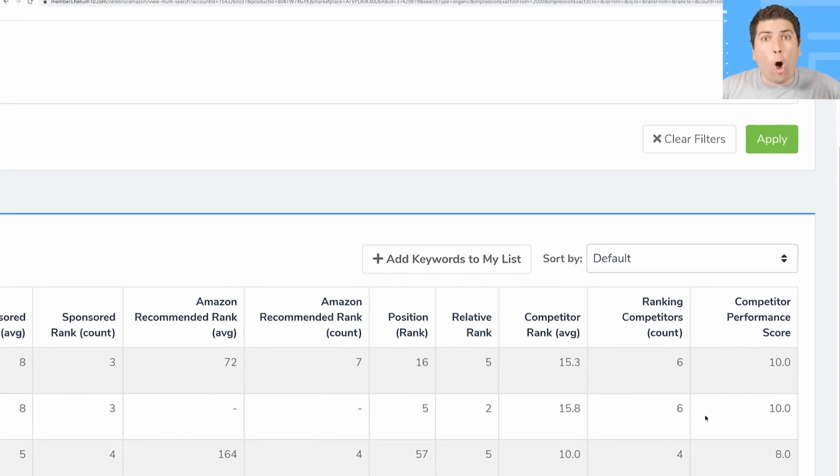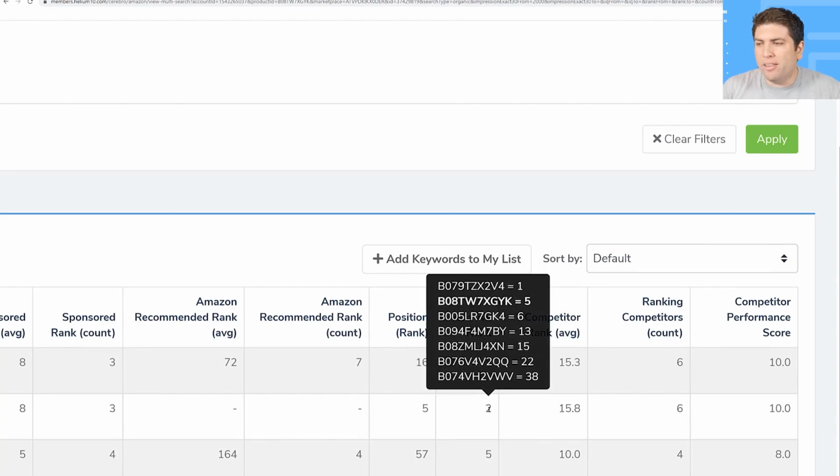That means all 6 of those competitors that I put up there, they're all ranking for the same keyword. But not only that, the competitor rank average is 16. Why is it 16? Let me show you. I'm going to zoom in here. Look at that. One of them is rank 1. Another one is rank 6, 13, 15, 22, and 38. They're all on page 1. And not only are they all on page 1, but the average rank is the top half of page 1.